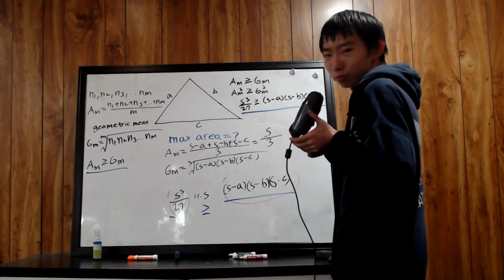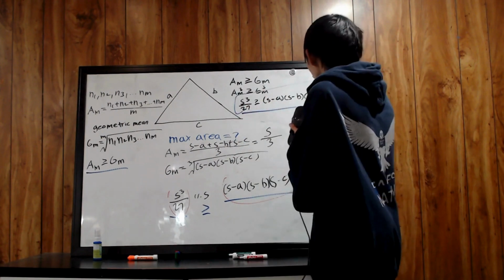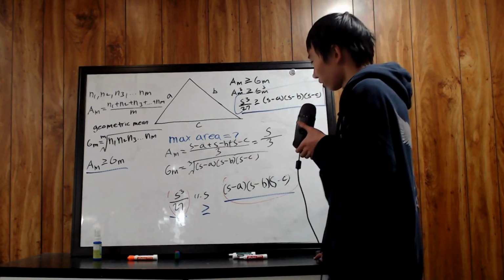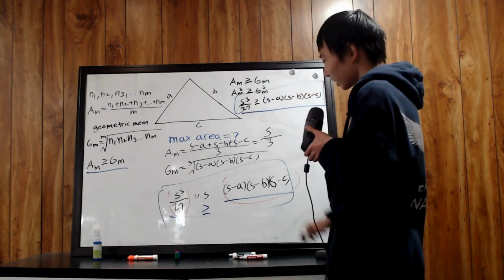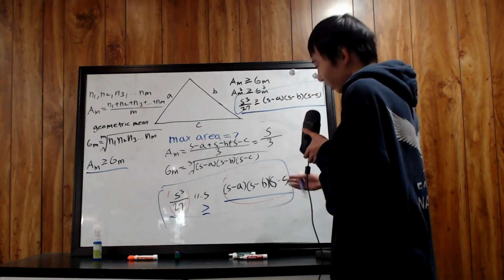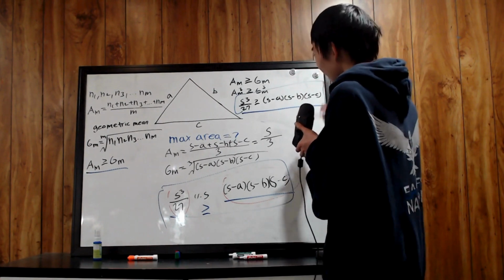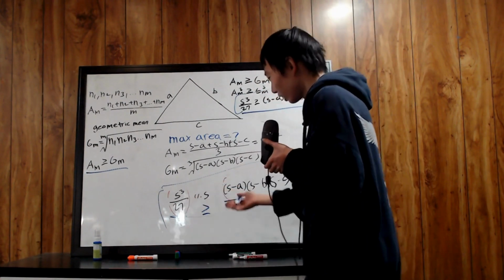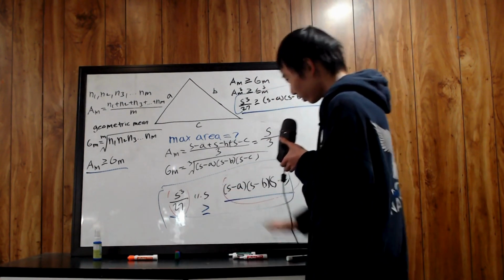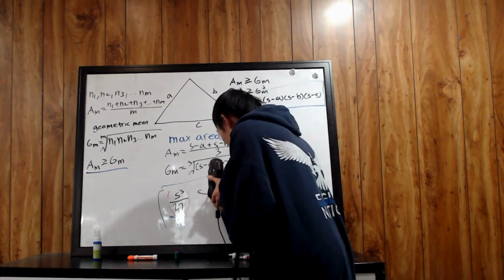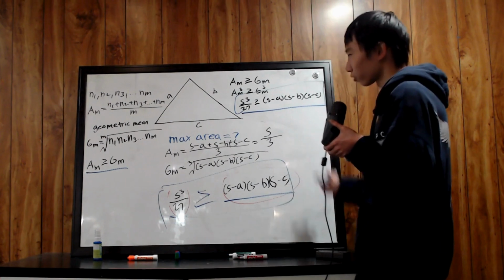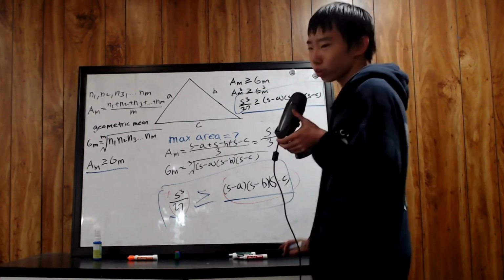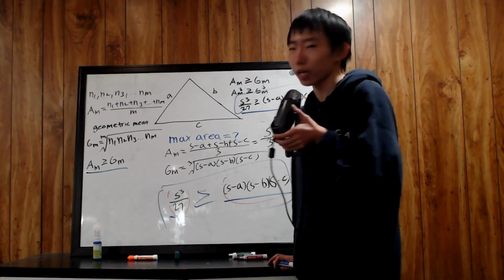Okay, we proved this, so what? Well, notice that this is the exact thing that we were trying to prove. So, since we proved that this is indeed greater or equal to this, we can write a greater or equal to sign in this case. And that's our proof. That is our proof that an equilateral triangle will always have the maximum area.